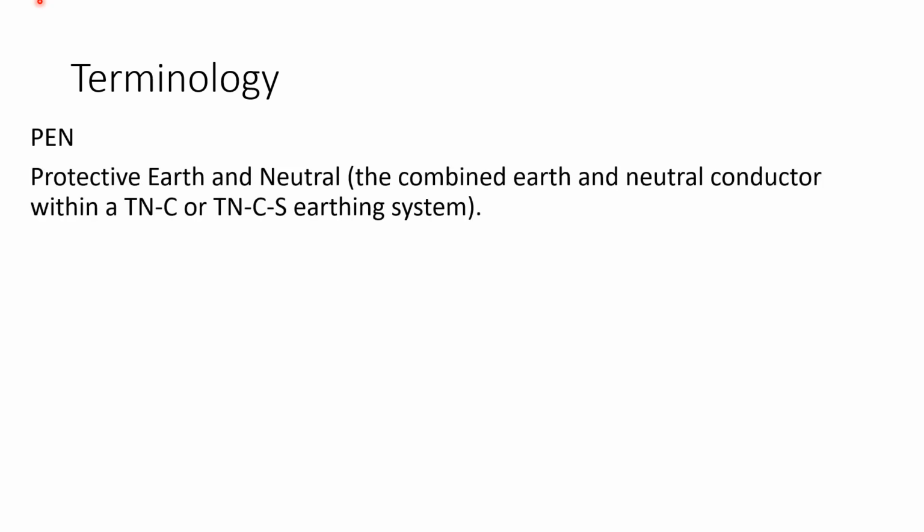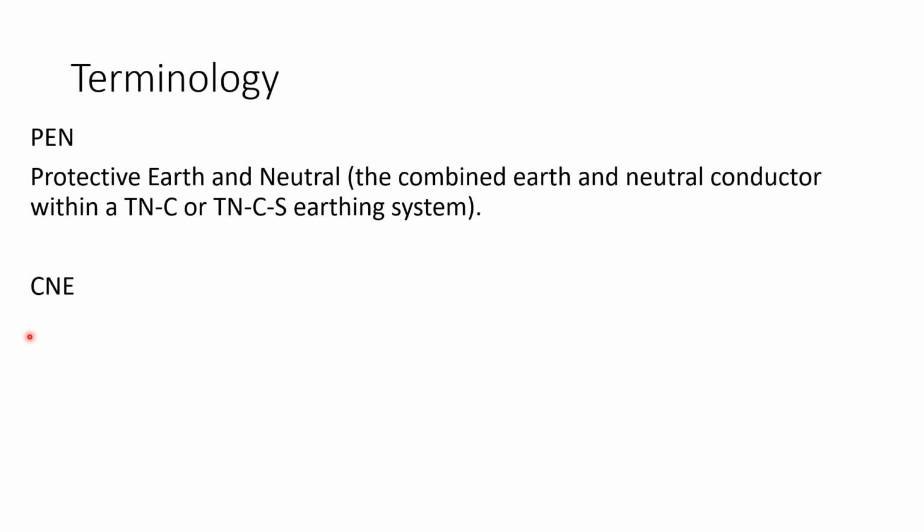So let's go through the terminology then. PEN, as we said, is the protective earth and neutral conductor. Now, we don't have PEN conductors within an installation. These are all outside, in the DNO distribution system. The PEN conductor is that combined earth and neutral conductor within a TNC or TNCS earthing system. That is the PEN conductor, and that's what it means: protective earth and neutral.